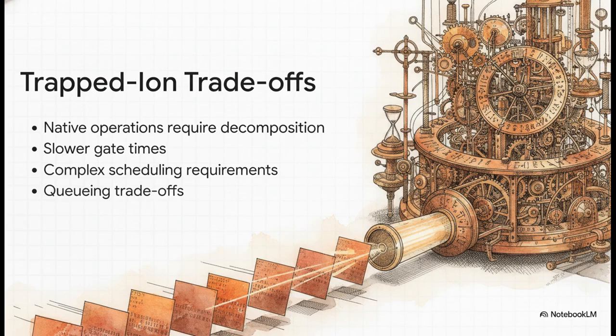Also, native operations still require heavy decomposition down into the device's specific basis gates. This introduces highly complex scheduling requirements for the compiler. And those slower execution speeds mean you face completely different queuing trade-offs when you're running jobs on the cloud. You are basically trading one set of compiler constraints for another.